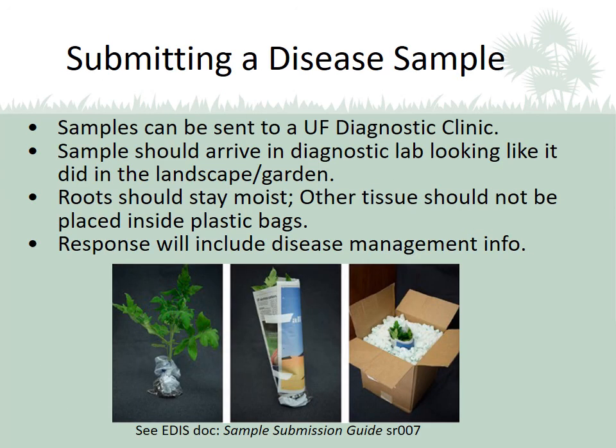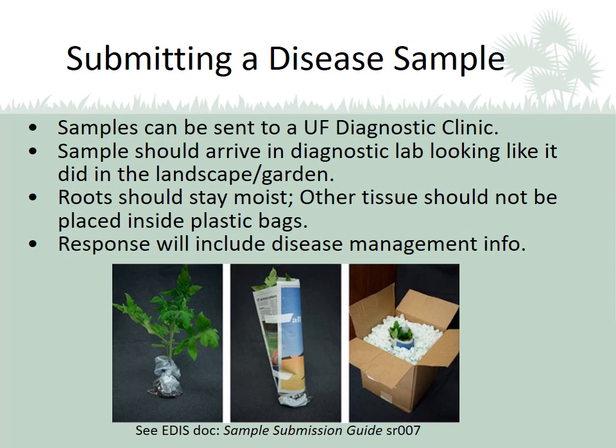So now we'll talk about submitting a disease sample. Samples can be sent to a UF diagnostic clinic where you can properly identify which disease is harming specific plants in your landscape. So if you've gone through the steps we talked about today and you are not able to identify said plant disease through the symptoms and signs that we've talked about already, you can take a sample and send it off to the UF diagnostic lab for analysis.